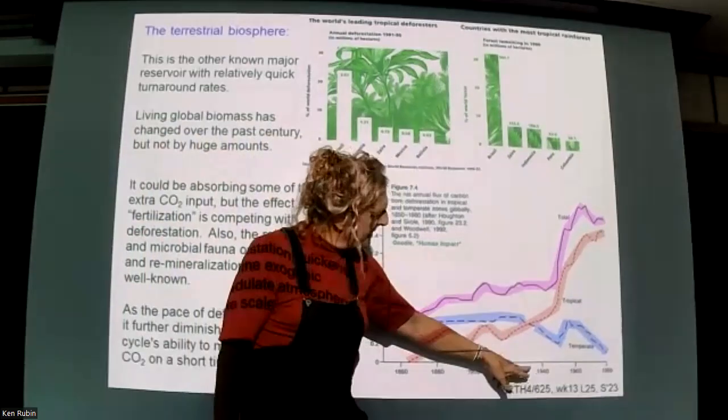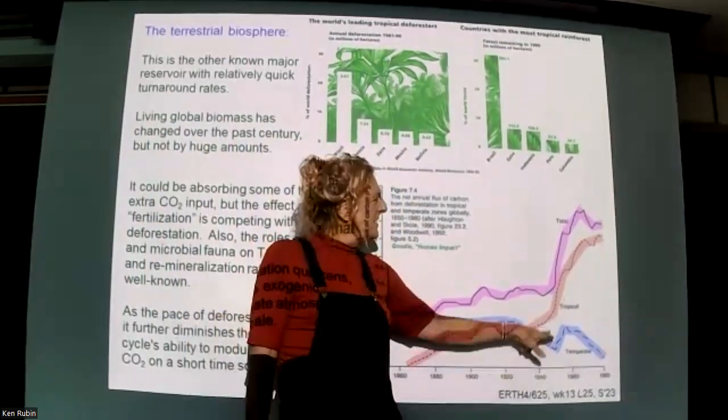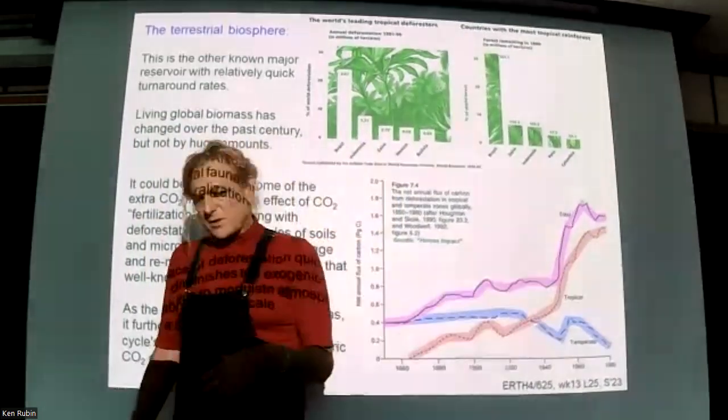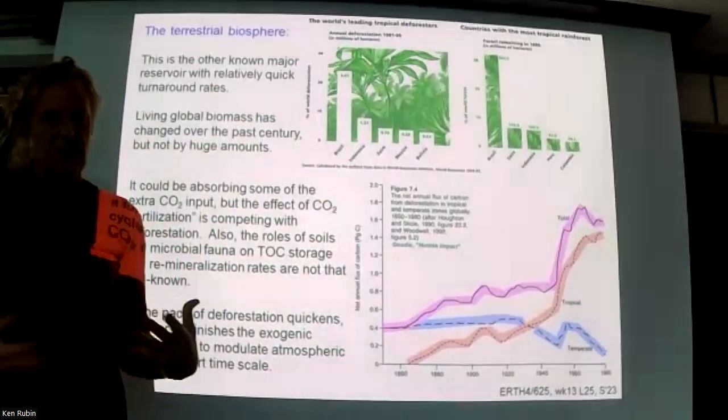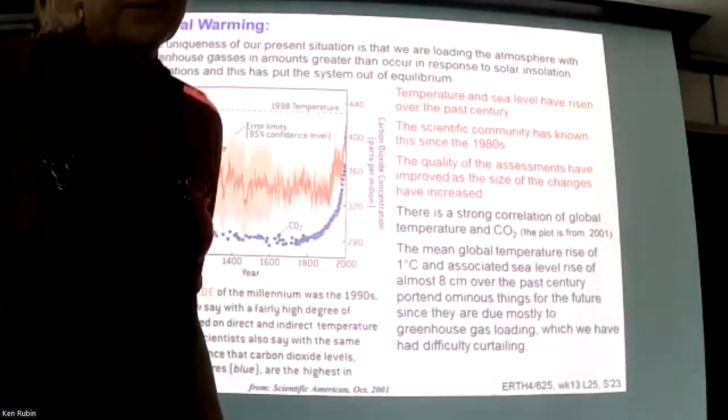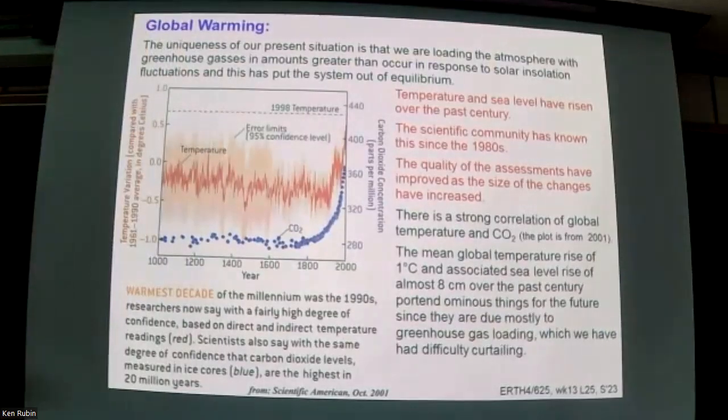So there's a big spike that happens here, around 1950, 1960, in the deforestation rate, which again is an acceleration of greenhouse gas moving into the planet. Okay, so now let's talk about global warming.